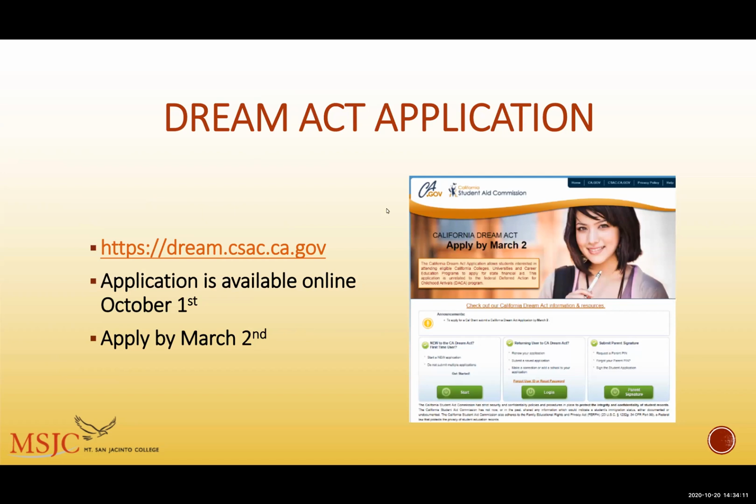So for the Dream Act application, this is the website. It's available October 1st. And for the state of California, you want to apply by March 2nd. It is available after March 2nd, which is no problem. But to be considered for that state aid that we went over, you must apply by March 2nd.